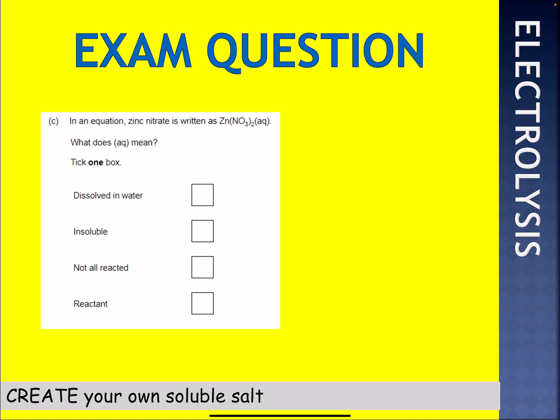In an equation, zinc nitrate is written as there. What does aq mean? Tick 1 box. Okay, let's see if you got this one right. Dissolved in water. Okay? Dissolved in water. Moving on.